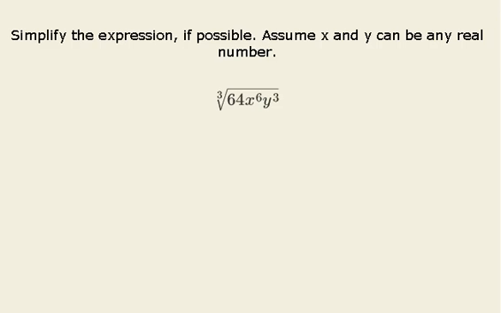Simplify the expression if possible. Assume x and y can be any real number. We have here the cube root of something, 64 times x to the 6 times y cubed.